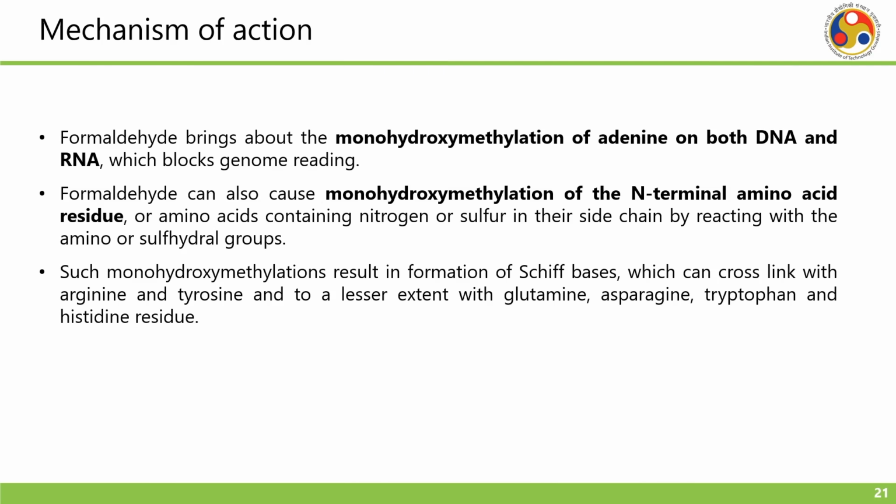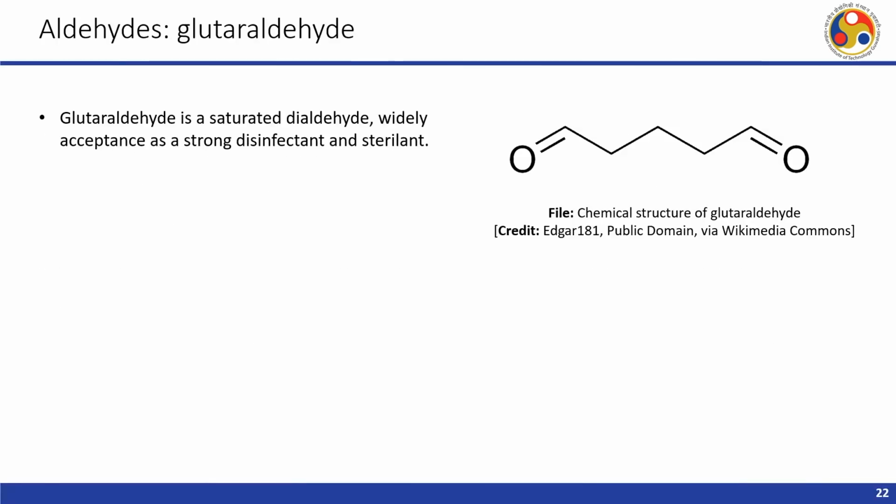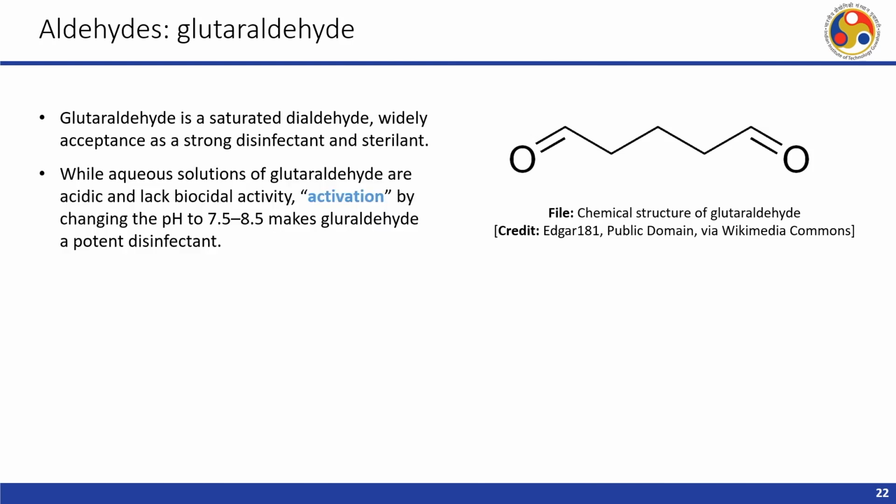Such reactions of monohydroxymethylation result in formation of Schiff bases, which can cross-link with arginine and tyrosine, and to a lesser extent with glutamine, asparagine, tryptophan and histidine residues. These crosslinks form inter and intramolecular methylene bridges, which cause the proteins to coagulate. Another example of the aldehyde class is glutaraldehyde, which is a saturated dialdehyde, widely accepted as a strong disinfectant and sterilant.